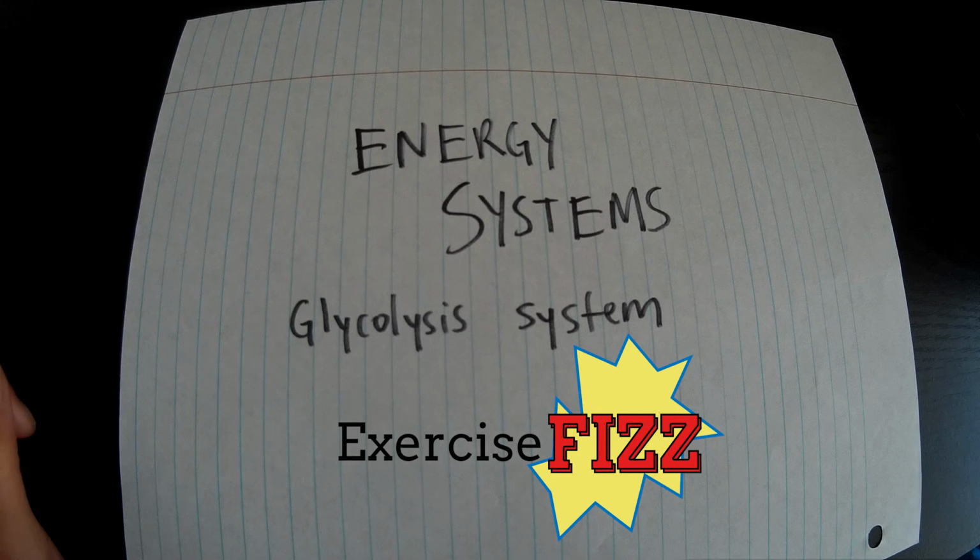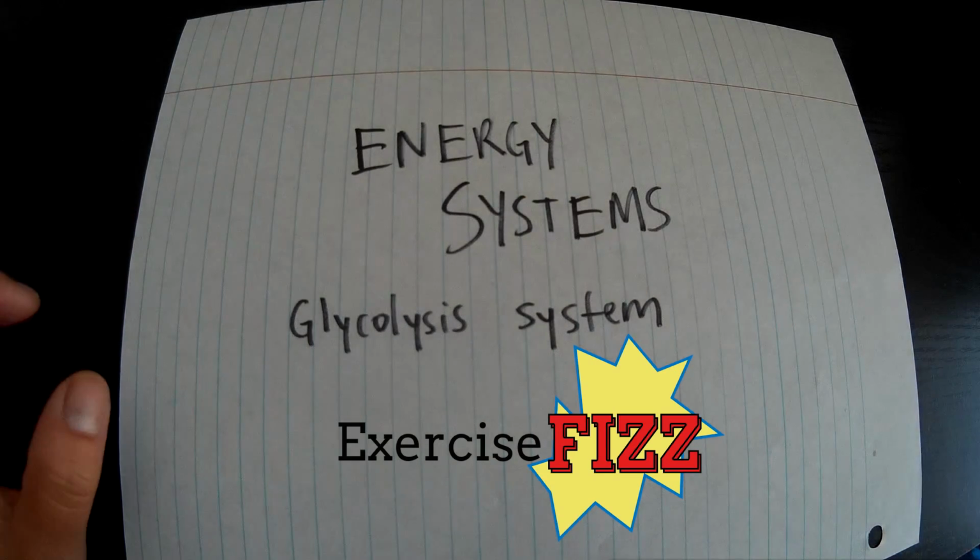Hello, we are going to talk about the energy systems and most specifically the glycolysis system in the anaerobic state. So basically this is glycolysis, the first part of it, where you don't need oxygen. You do not need oxygen. In order for glycolysis to get kicked off, we need to use glucose to get it going.